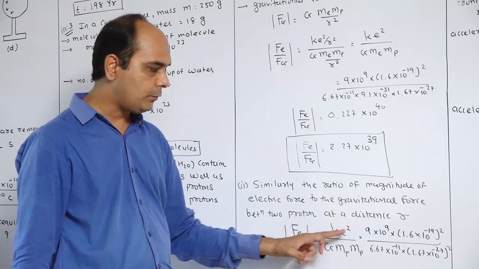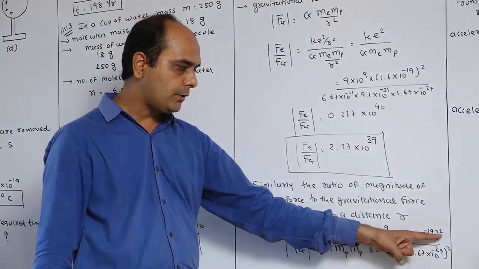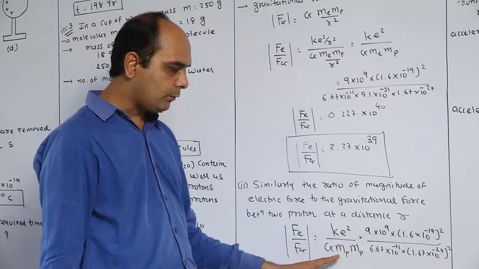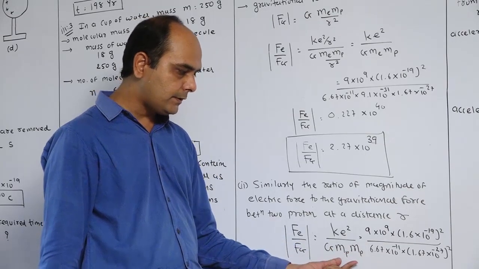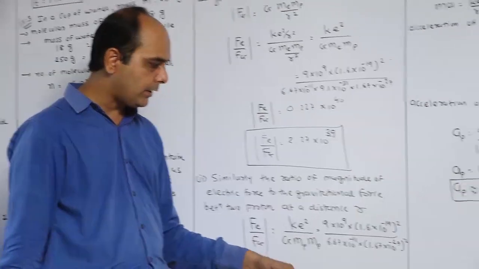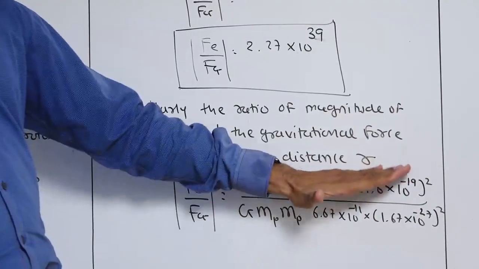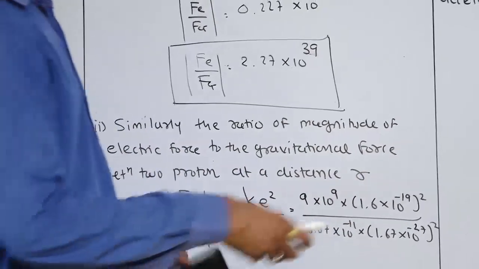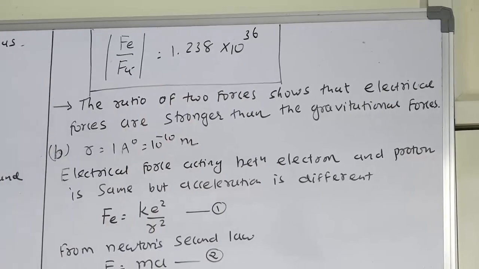Again students, K is equal to 9 into 10 to the 9, e is equal to 1.6 into 10 to the minus 19, whole square. Capital G is equal to 6.67 into 10 to the minus 11. Mass of proton is taken two times, so you multiply them, so make it a square: 1.67 into 10 to the minus 27, whole square. By calculating them, your answer will be 1.238 into 10 to the 36.